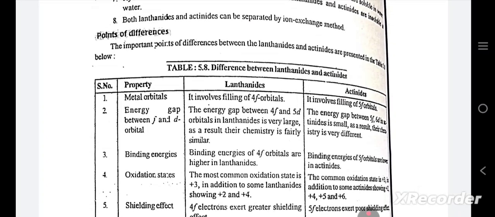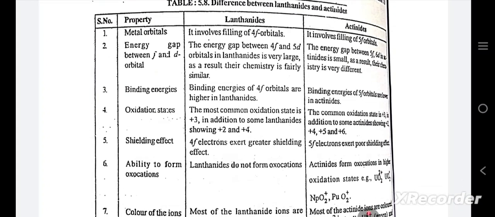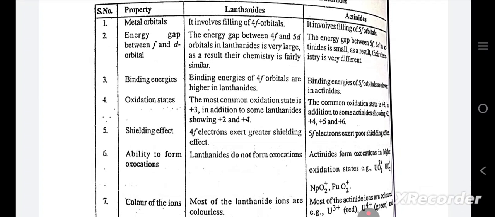Table 5.8: Difference between lanthanides and actinides. Serial number, property, lanthanides, actinides. Metal orbitals: lanthanides involve filling of 4f orbitals; actinides involve filling of 5f orbitals. Energy gap between f and d orbitals: the energy gap between 4f and 5d orbitals in lanthanides is very large. As a result, their chemistry is fairly similar. The energy gap between 5f and 6d in actinides is small. As a result, their chemistry is very different.